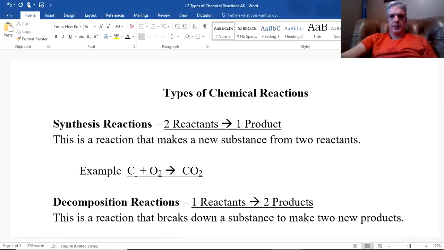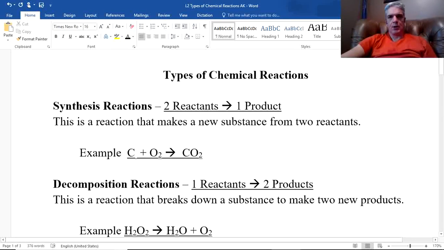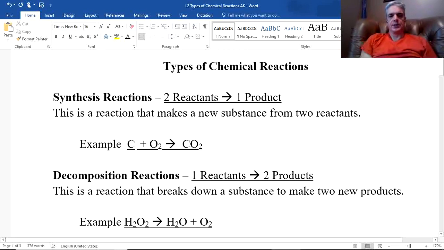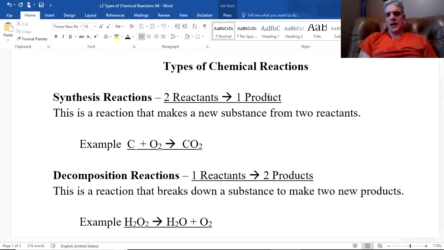Welcome to this lesson on types of chemical reactions. Okay, so in the last lesson you learned that we have chemical reactions that have reactants and products, and this time we're going to categorize into 6 different types of chemical reactions so you can go through these ones, okay?